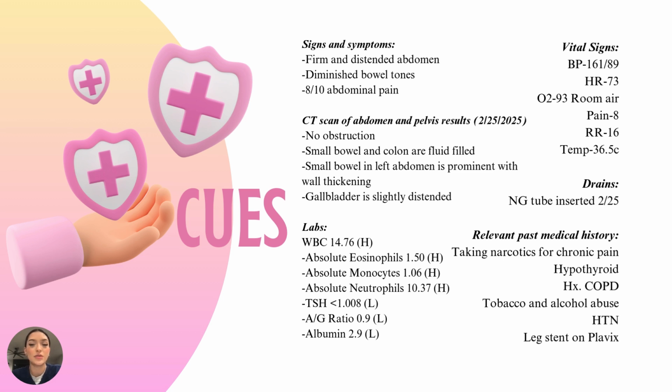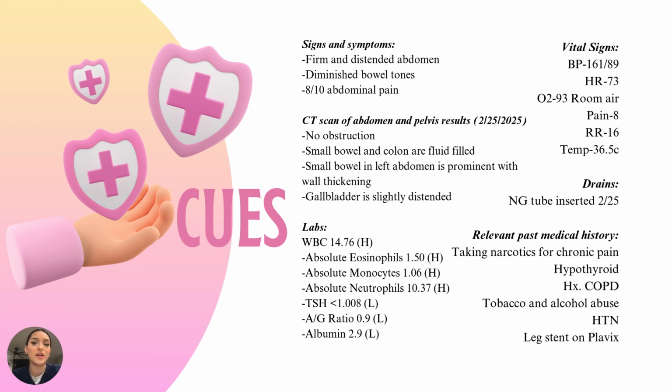So this patient had a couple of cues that I wanted to point out. Most of his vitals were okay. His O2 was kind of borderline, but like I will mention a little later, he does have history of COPD, so it was kind of expected. His pain was very high, and his BP was slightly high as well. So signs and symptoms that he presented with was firm distended abdomen, diminished bowel tones, and an 8 out of 10 abdominal pain. They did do a CT scan pretty immediately after admitting him.